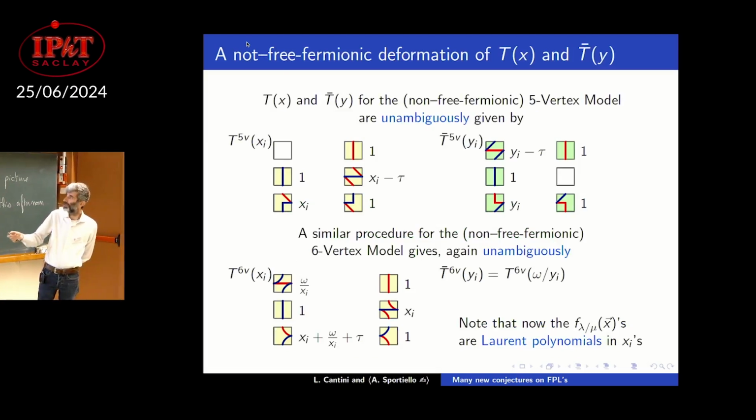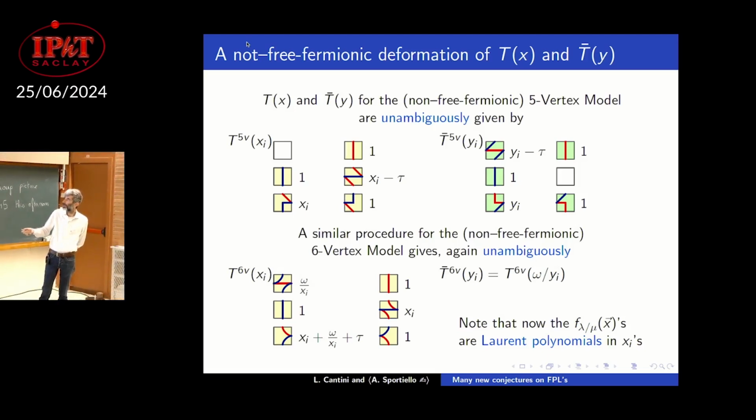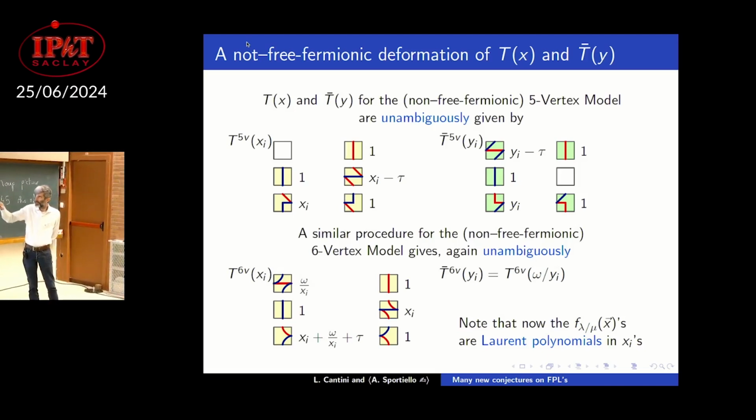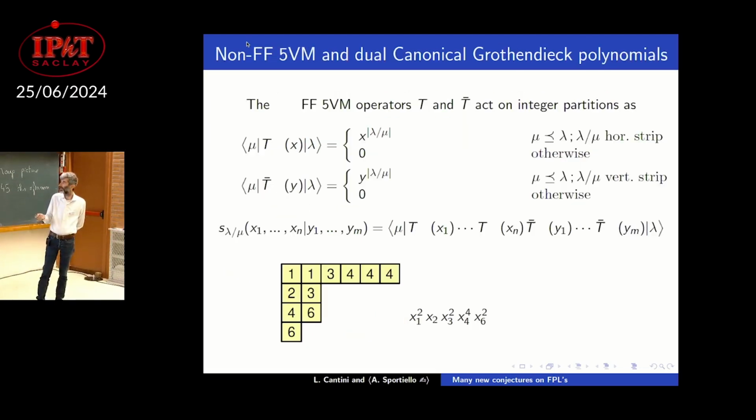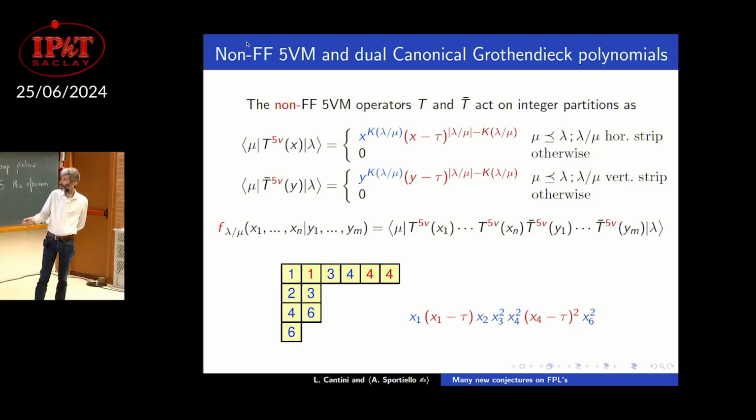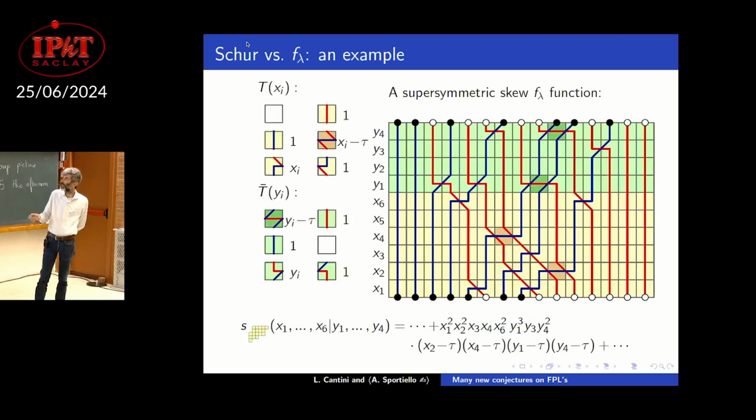If you do this deformation of putting minus tau here, and this is done unambiguously, there is no more freedom in doing that. And if you do that, you are adding a minus tau in the cells which are preceded by one of the same number, which is here, those which go straight.